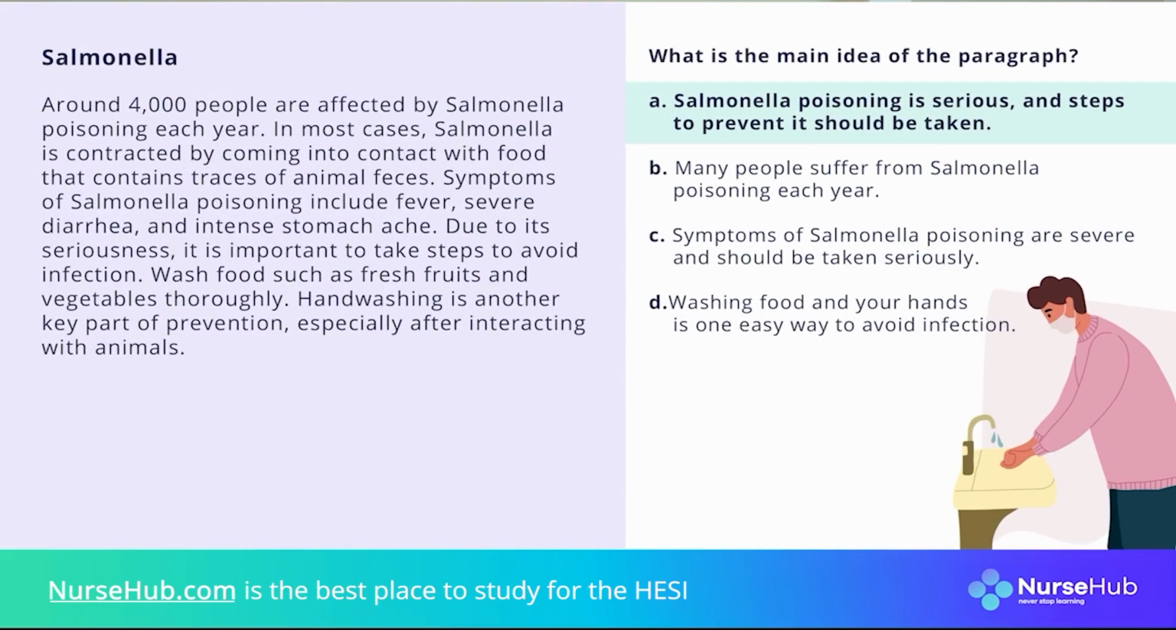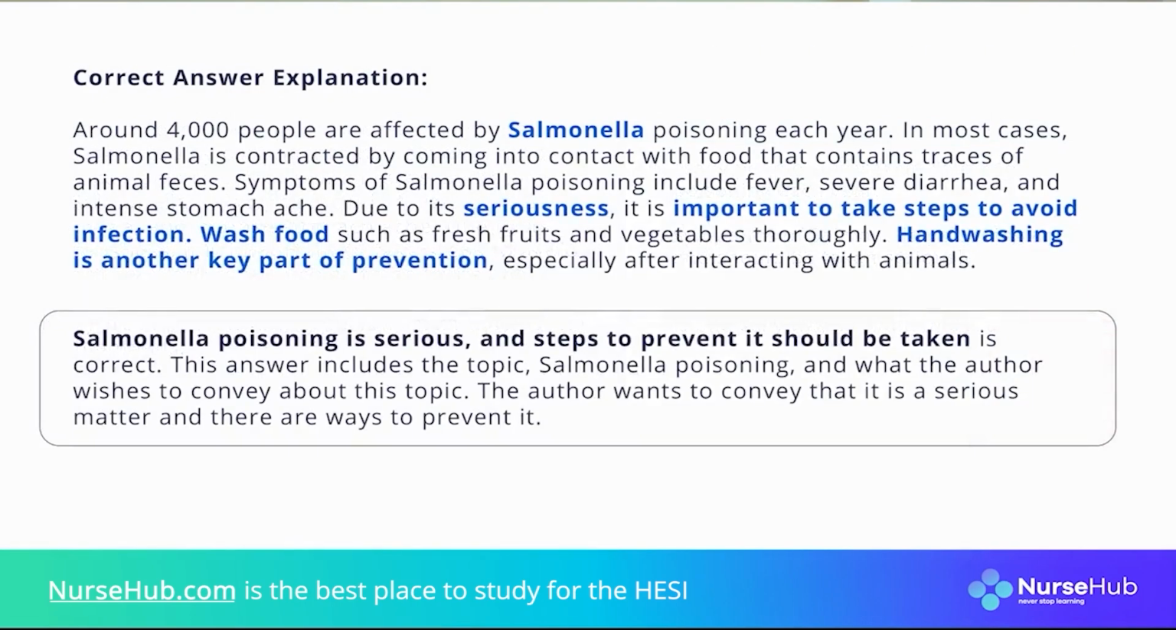All right, so A is the correct answer here. Salmonella poisoning is serious and steps to prevent it should be taken. All right, so here's why this is the correct answer. This answer includes the topic, salmonella, okay? That's mentioned in that first sentence there. And the author wants to tell us that it's super serious. Even the word serious is used in the middle of this paragraph, also highlighted on your screen. And there are ways to prevent it, like washing your food and hand washing. So this really embodies the big idea, the main idea of this paragraph. It's serious and there are steps to prevent it.